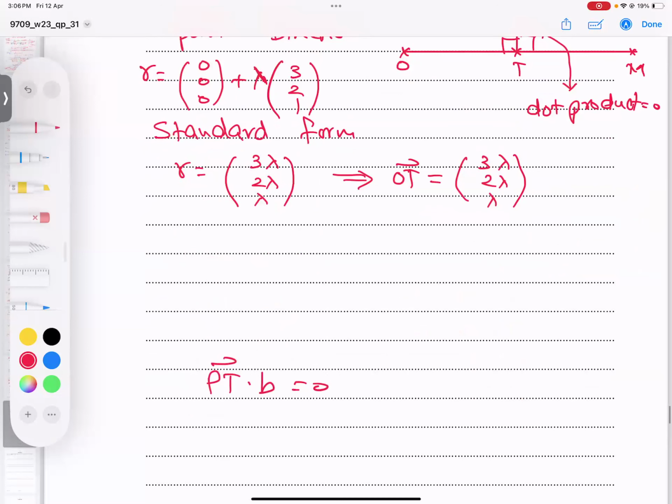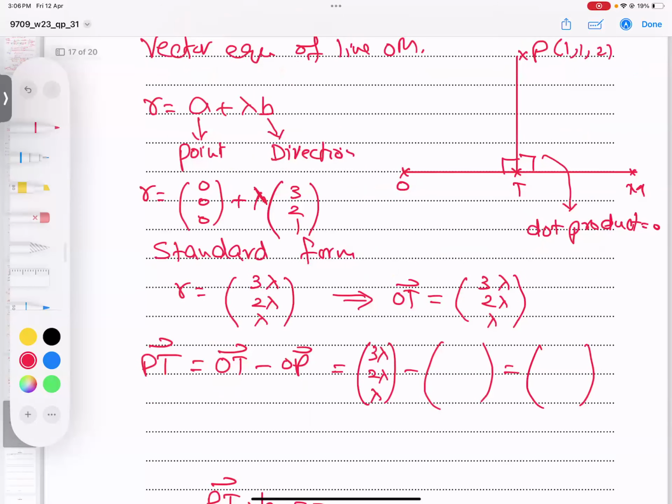Look here. So let's find PT. And how to find PT? I just taught you, OT minus OP, where the vector is ending, I start from the beginning. So OT minus OP will give us our answer. OT is 3 lambda, 2 lambda, and lambda. And OP we have on the top, 1, 1, 2. So 3 lambda minus 1, 2 lambda minus 1, and lambda minus 2.